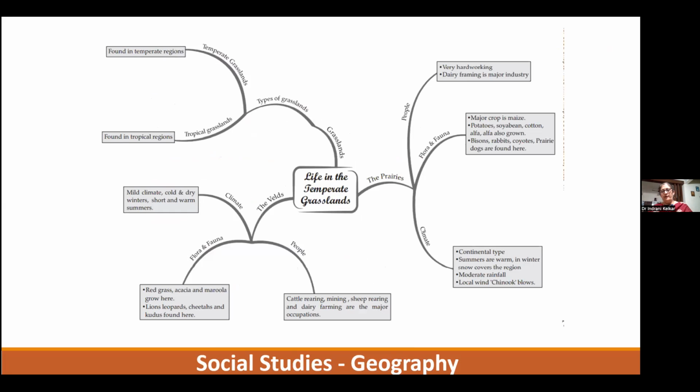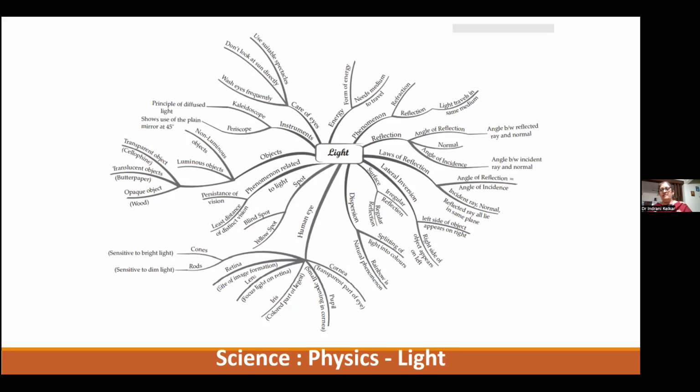This is the one for geography, life in the temperate grasslands. Observe the way the drawing is done. It is done perfectly using the software only, so it's much easier, and the placing, neatness and cleanliness come automatically. The next is about physics. What you observe here is that the number of main points and sub-points is increasing. History was less, geography increased a little, and in science it increased much more.